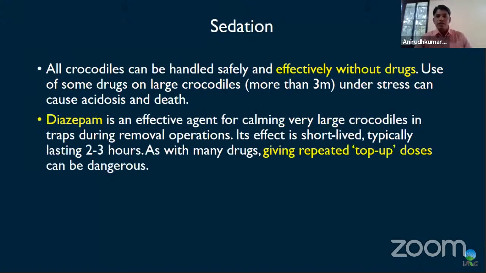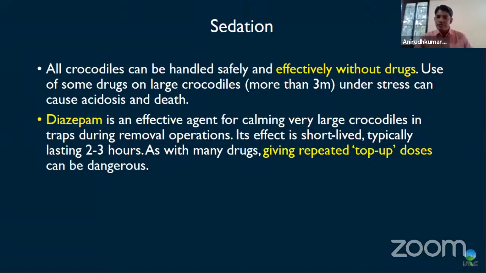This has been a subject of debate, whether when we are doing a scientific study, when we are putting a radio tag or similar studies, we should use drugs on crocodiles because of its physiology, because of its cold-blooded behavior. Because if the dose is not proper, as I said, the animal can die. So the veterinary doctor has to be present all the time during this process.